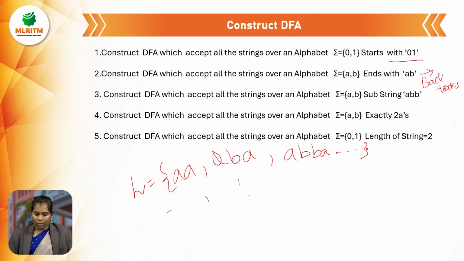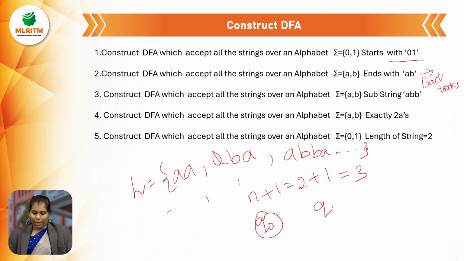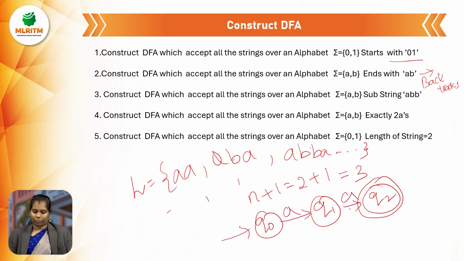Now for exactly 2 A's, how many states do we need to use? 2 plus 1 is equal to 3. So Q0, Q1, Q2. The A can be anywhere, but it has to be exactly 2 A's.